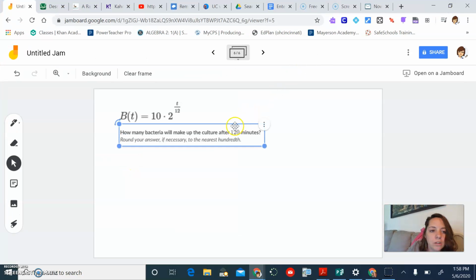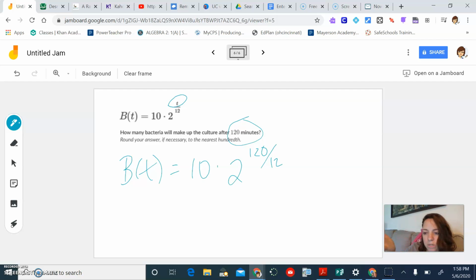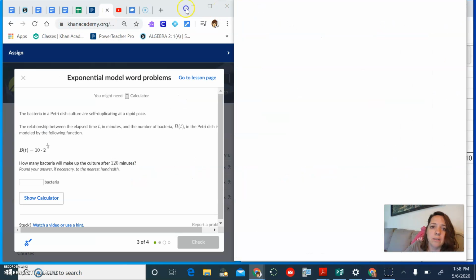So 120 minutes is the time, right? And where does the time go? Well, the time goes up in that T. So this one's going to be a little bit easier. It's going to tell us that the number of bacteria after we plug in is 10 times 2 to the power of whatever 120 over 12 is. Now, honestly, what's 120 divided by 12? We all know it's 10. But if it makes you nervous, you don't have to type that separately. You can just type it in the way it is.